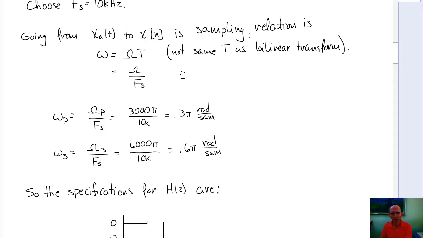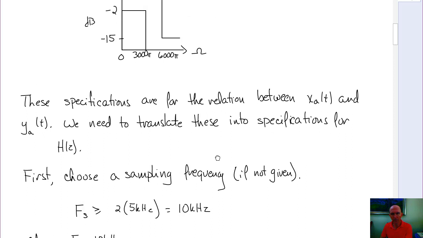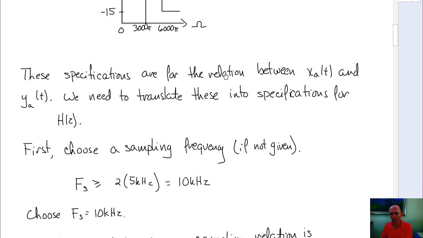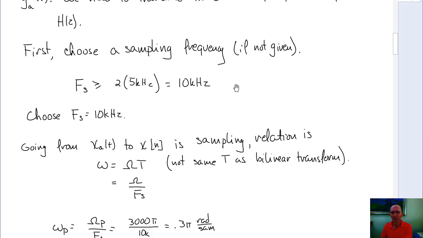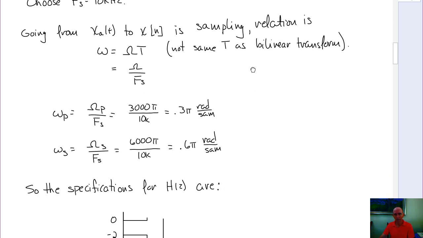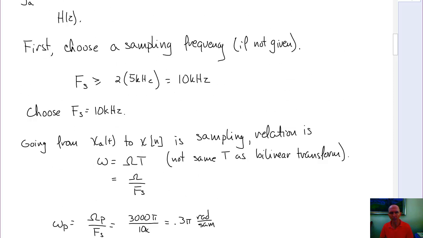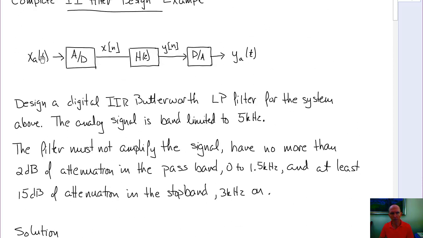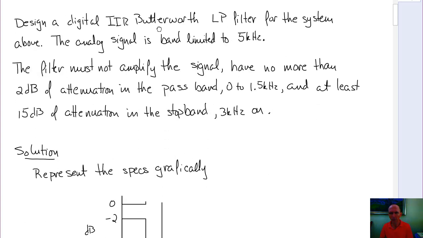Now, we need to change these specifications into the specifications for H(z). The reason I want to do this example is to go through this process. Obviously we don't use the bilinear transformation here. This is a relationship between xa(t) and x(n) in our system. It's the relationship between the specifications here and the specifications here. So that would be passing through our sample system.